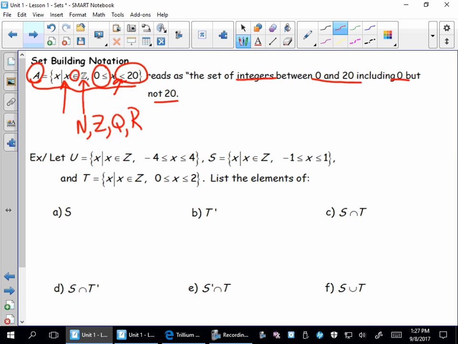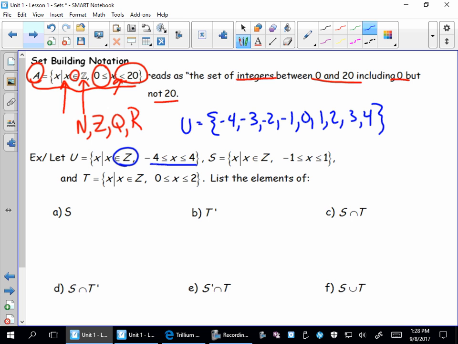We're going to take that idea and try and do this question. Okay? So I've got a universal set. It's made up of integers, specifically the ones from -4 to +4. So if I wanted to, I could write that out. -4, -3, -2, -1, 0, 1, 2, 3, and 4. I'm not saying you have to, I'm just saying you can if that helps you.